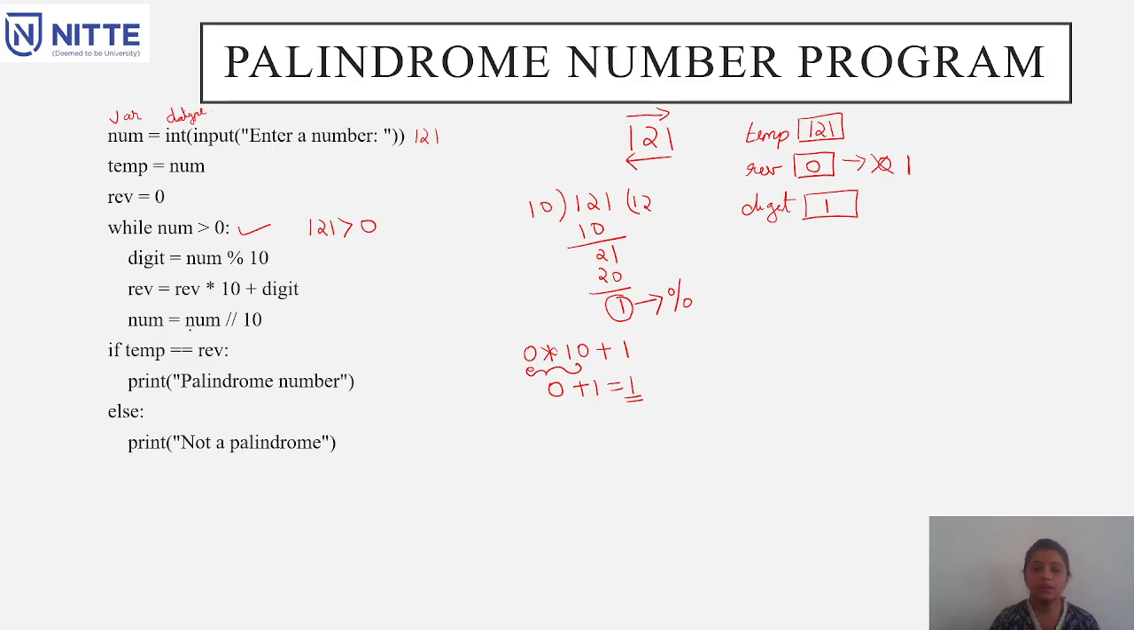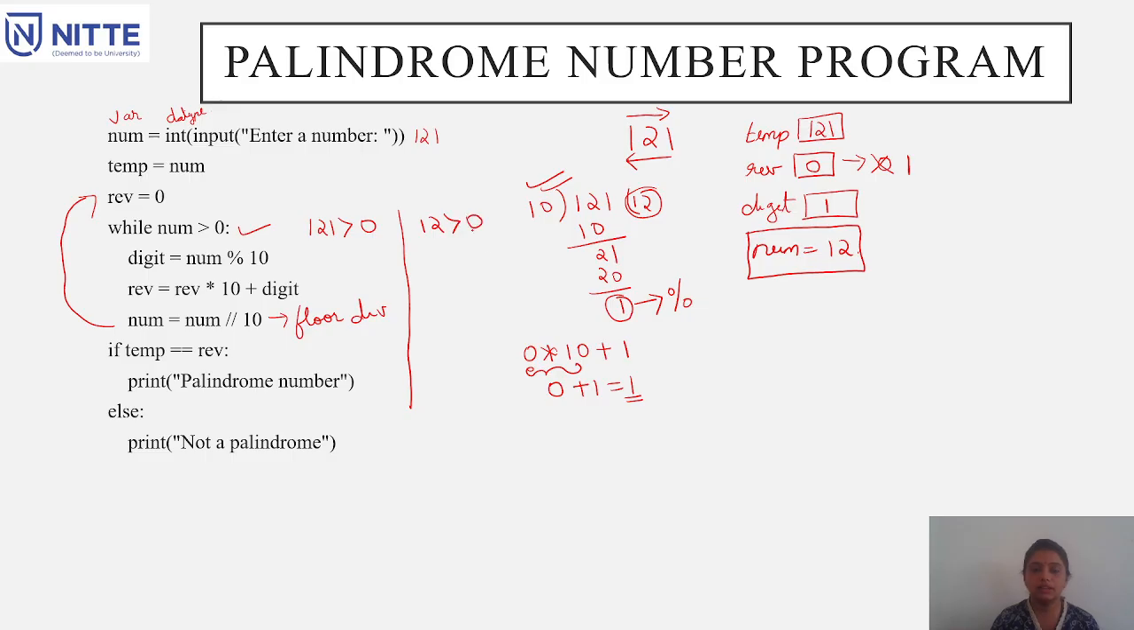Now, num equals num floor division of 10. What do you mean by floor division? Floor division means that I carry only the quotient. This division has already been completed over here, and you can see the quotient is 12. So num now is 12. Num variable is going to become 12. Now again we move to the loop, the second iteration. Num is 12, which is greater than 0, and the iteration continues.